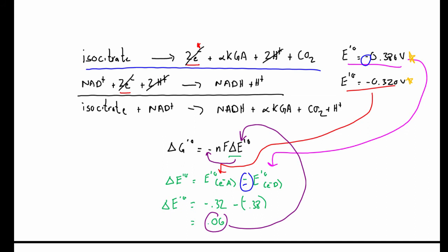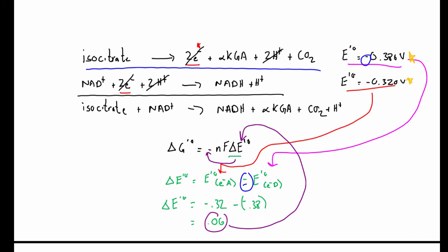So for instance, NAD+ in this case has a stronger affinity for electrons than isocitrate and alpha-ketoglutarate because it's a larger number. And therefore, we would expect that any reaction in which NAD+ is taking electrons from the isocitrate molecule is going to be spontaneous because it has a stronger affinity for those electrons. It has a stronger or greater ability to attract electrons to itself. And so that's really what you want to think about.